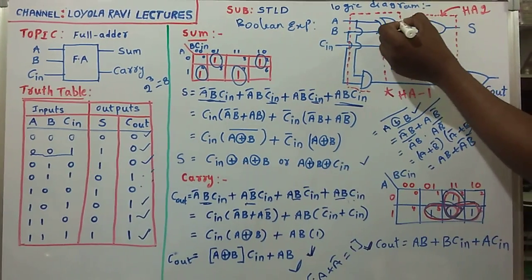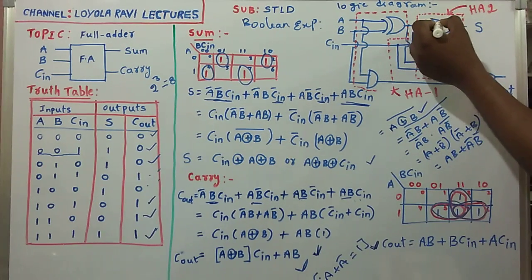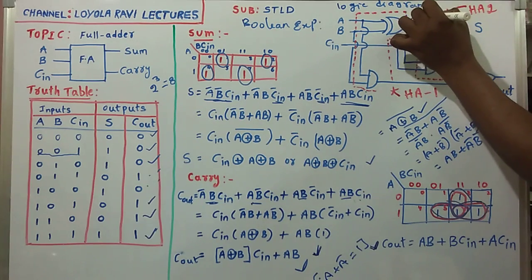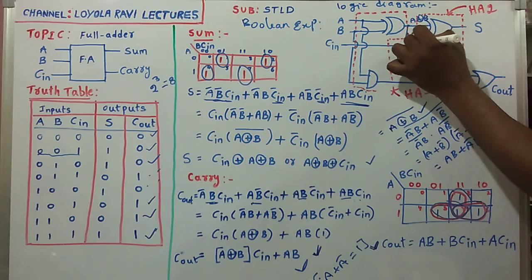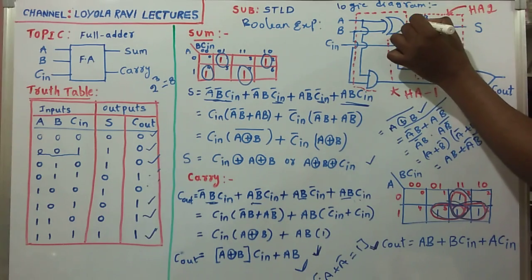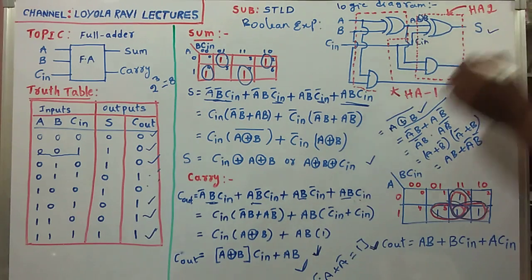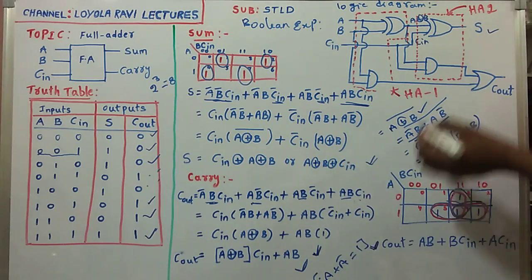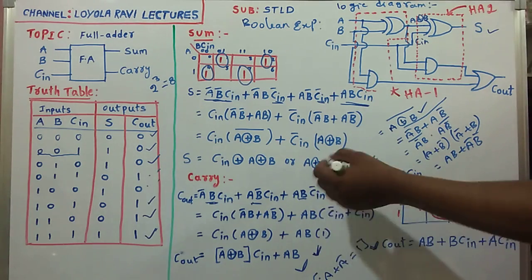So this is one A XOR B, and C in also I am connecting to another XOR gate. Up to here the output is A XOR B, and this is C in. This is one input, this is another input. I am connecting to an XOR gate. That's why A XOR B XOR C in is sum. Then I am writing the logic diagram by using these two expressions.